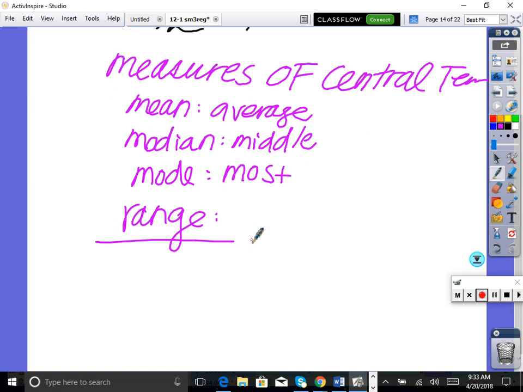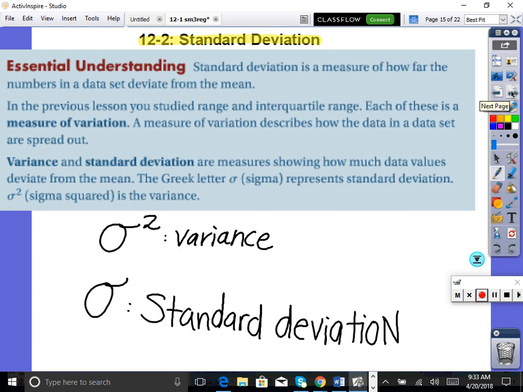Okay, awesome. Remember we were able to find all that except for mode in our calculator. So we're going to need to use our calculator again. So we're going to go into 12-2, which is talking about spread of data, but in more detail. So this is called standard deviation. It's more with spread, and I'll explain. So standard deviation is a measure of how far the numbers in a data set deviate away from the mean. Now remember what mean means. Mean means average.